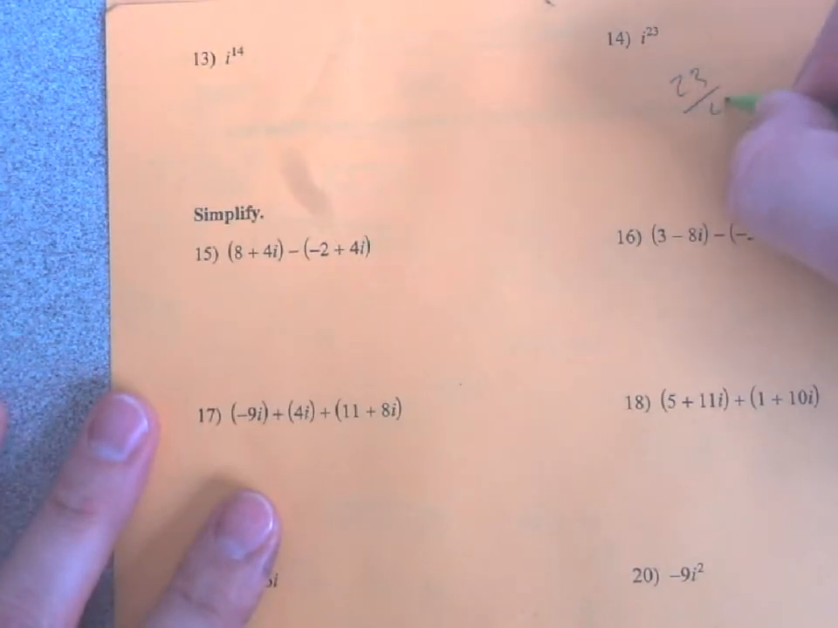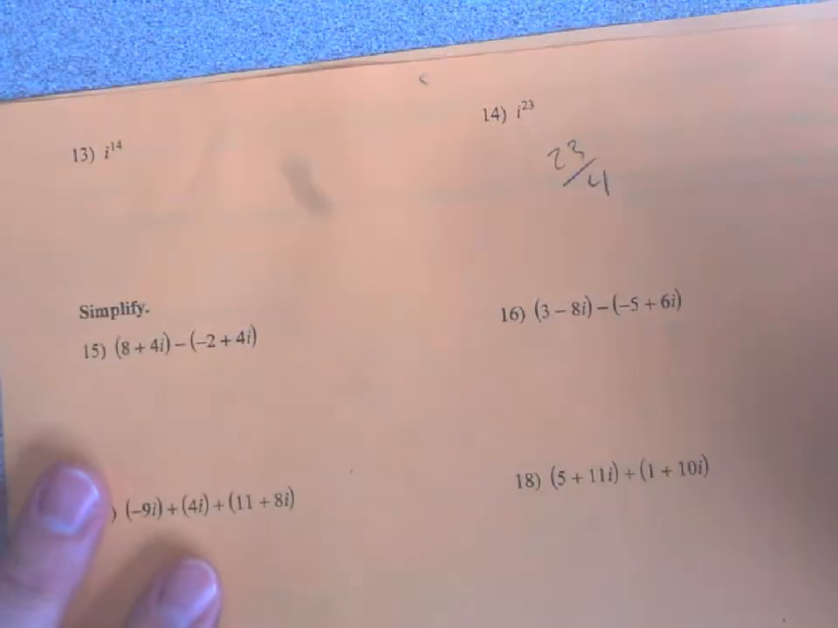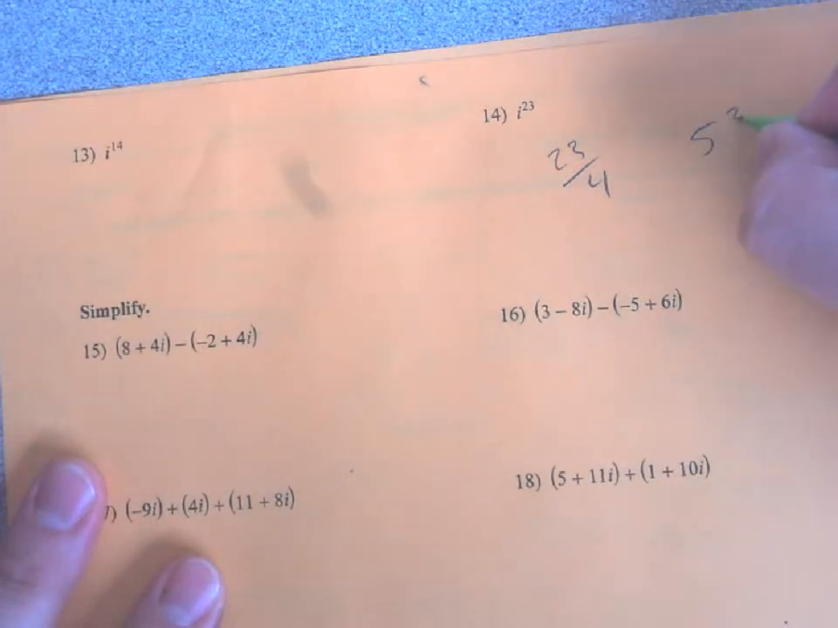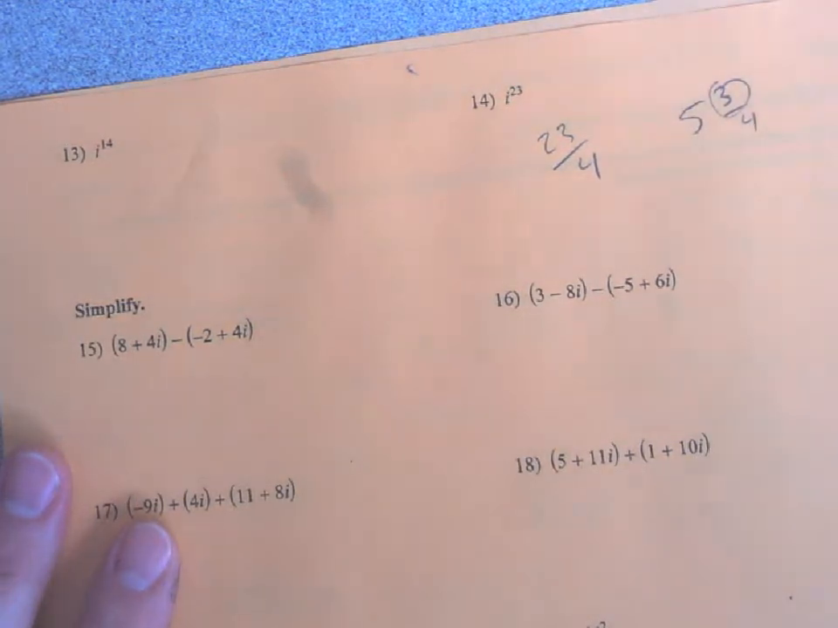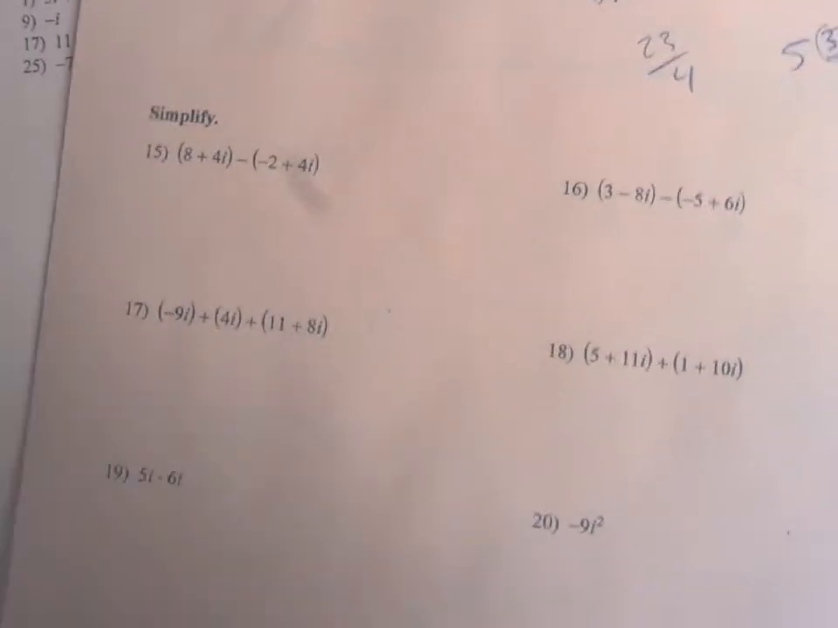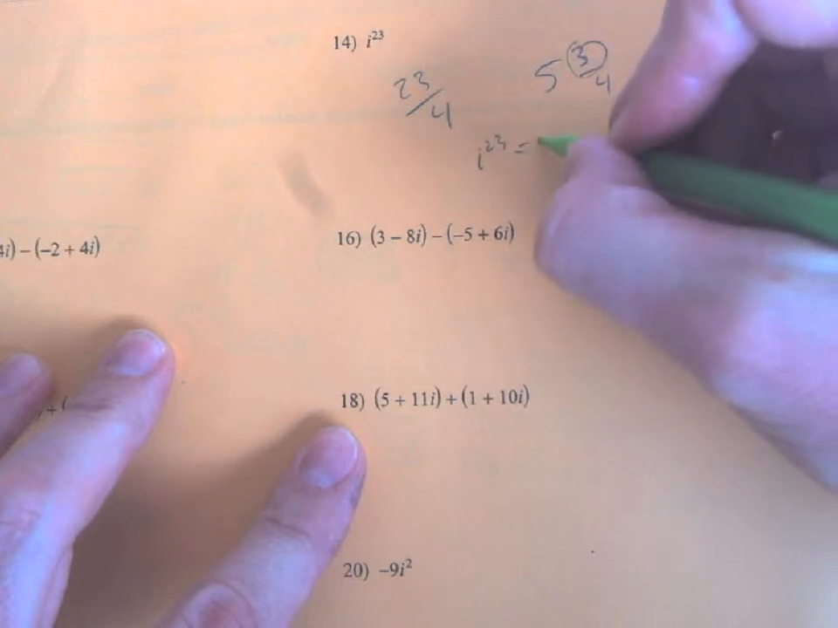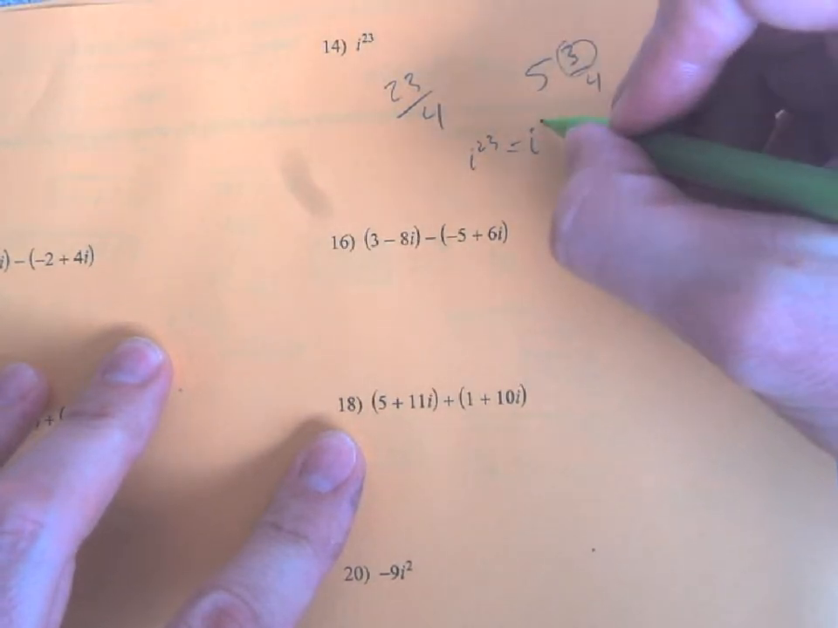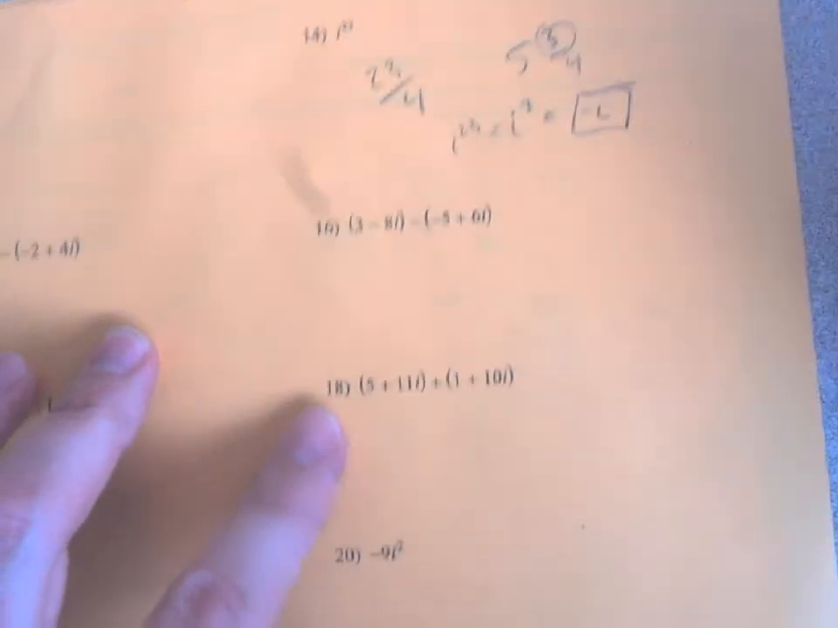All right, what's 23 divided by 4? Well, 4 doesn't go into 23, but it does go into 20. 4 goes into 20 5 times, and there's 3 left over. So 5 3/4. What we really care about is the remainder. The remainder was 3. So what this means is we cycled through this thing 5 times, and then we landed on i to the 3rd power. So i to the 23rd is the same thing as i to the 3rd, which is actually -i.